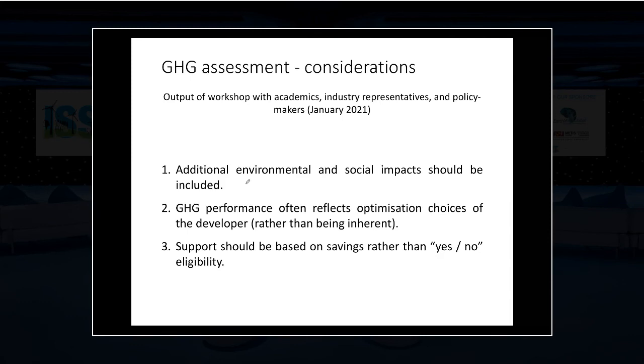Following on from that, this second point: I'm tempted to look at greenhouse gas emissions performance and think of it as a single score for each technology that we can compare. In reality, often these reflect the optimization choices of the people who are developing them. So we need to be really careful that the comparisons are on a like-for-like basis, and also that we're not just comparing the priorities of the people developing them rather than what's inherent to the technologies themselves.